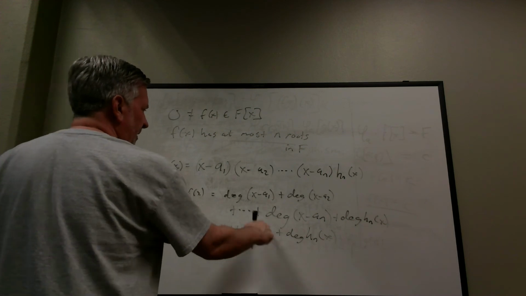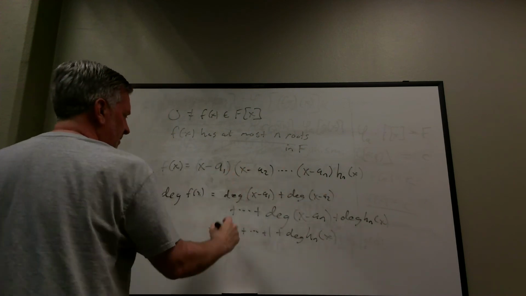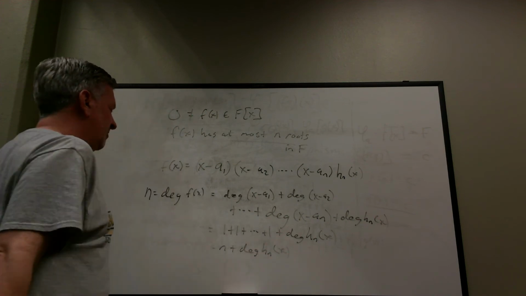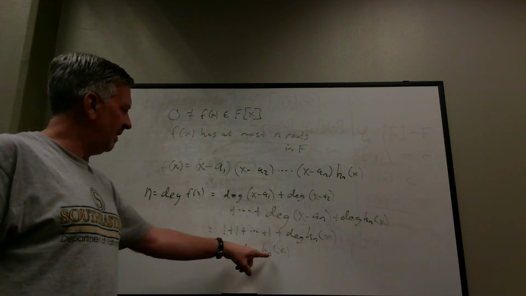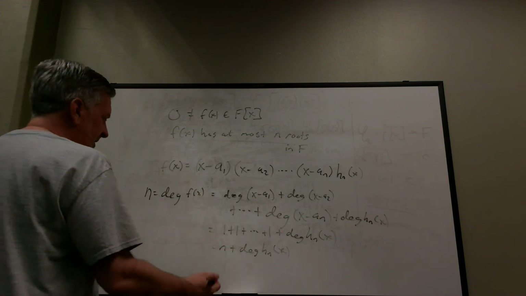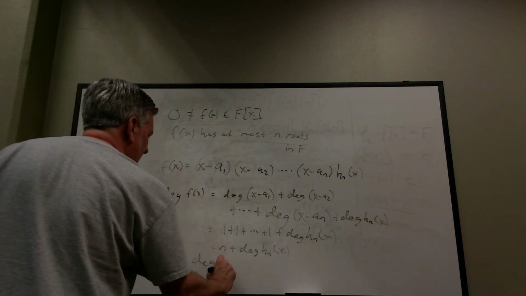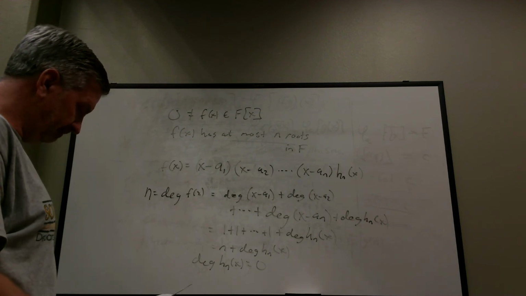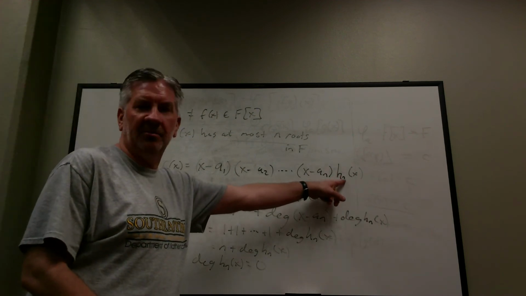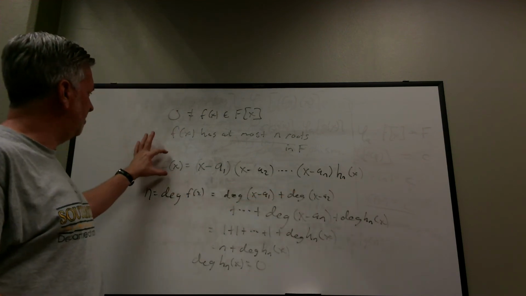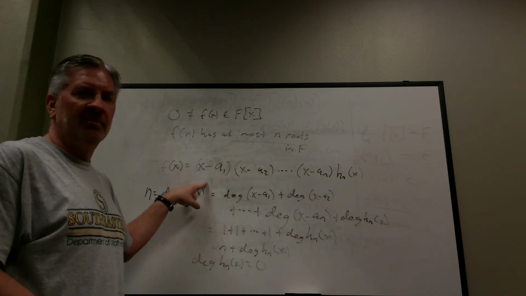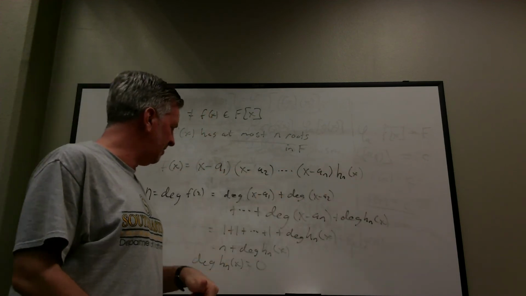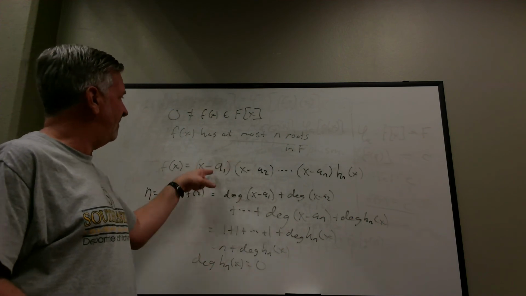But how many of these are there? Well, there's n of them. I just said there were n roots here. So this is n plus the degree of hn. Well, what's the conclusion? n is n plus the degree of hn. So if you subtract n from both sides of that equation, you get the degree of hn is 0. So hn is a constant, which doesn't have any roots. And so in this situation, f has exactly n roots. If you can factor it as a product of n linear terms times something else that turns out to be a constant because the degree turned out to be 0, then you have those n roots.